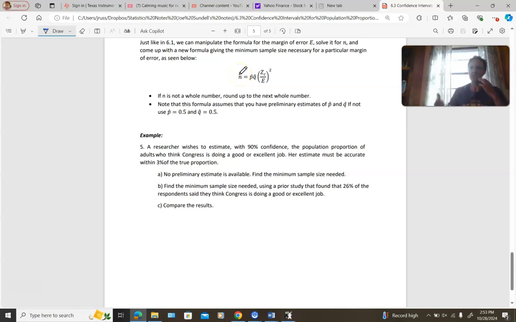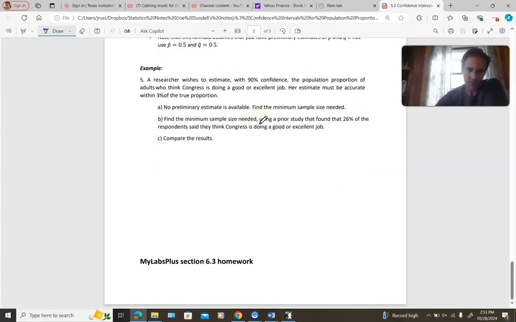And this makes sense too, because before you do this, you don't have anything to go off of. So you're trying to figure out what's the minimum size that I need my sample to be such that I can ensure the margin of error is no more than 1% or 4%, whatever the case may be. All right, well, let's look at example 5.